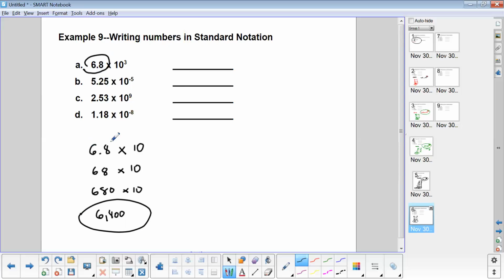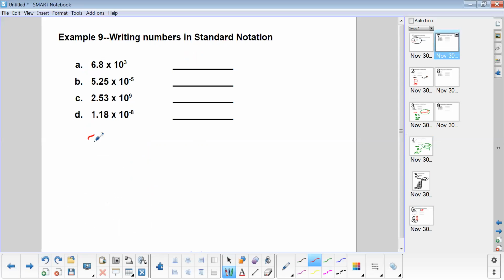6 and 8/10 times 10, I come here. 68 times 10, I get here. 680 times 10, I get there, and I have multiplied by 10 3 times, which is what the exponent shows. So what is the standard notation? It would be 6,800.